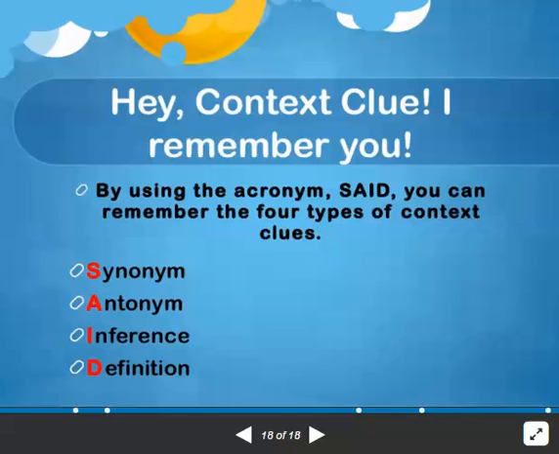There's a little acronym to help you remember context clues. The acronym SAID, S-A-I-D. S stands for synonym, A for antonym, I for inference, and D for definition. These are 4 clues that we can use to figure out the meaning of unknown words. Let's practice.